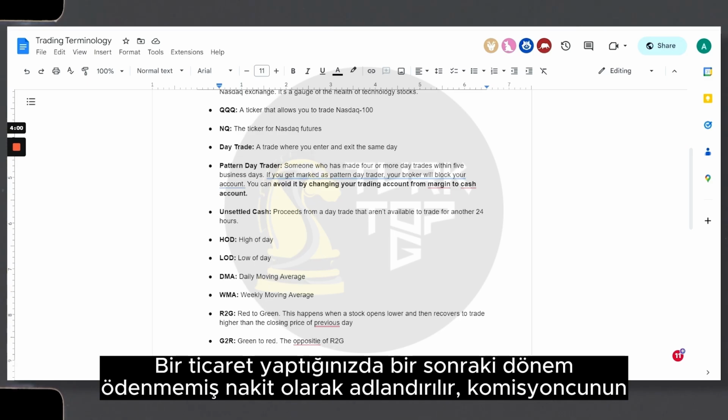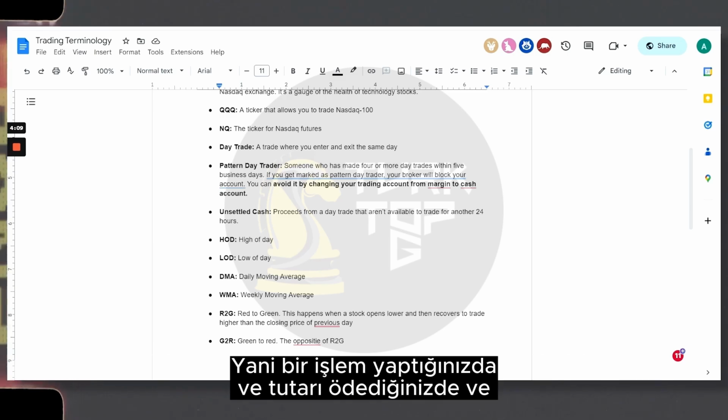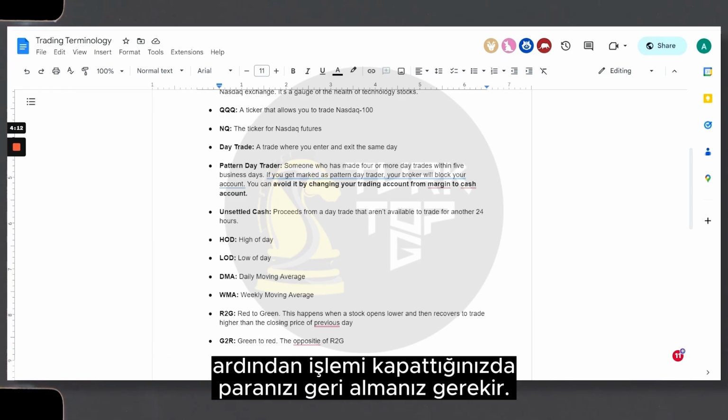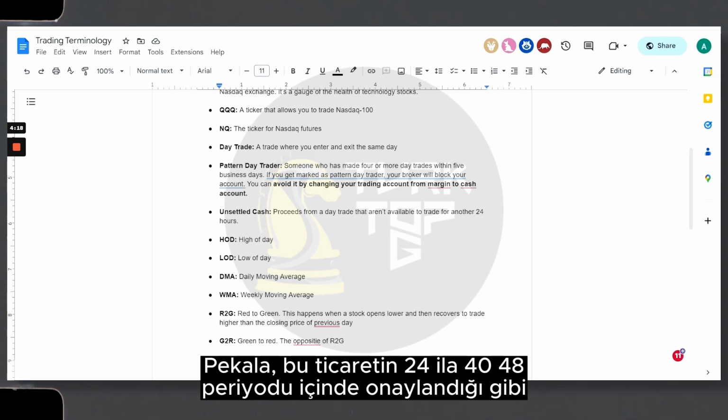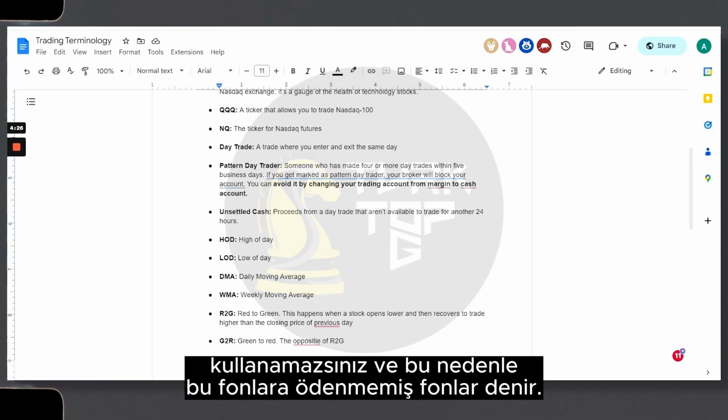Next term is called unsettled cash. When you make a trade, someone on the back end from the broker has to confirm if your trade happened or not. So when you make a trade and you pay the amount, and then when you close the trade, you should get the money back. Your trade is confirmed within a 24 to 48 hour period. So you cannot really use that money again until that trade is confirmed. And that's why those funds are called unsettled funds.